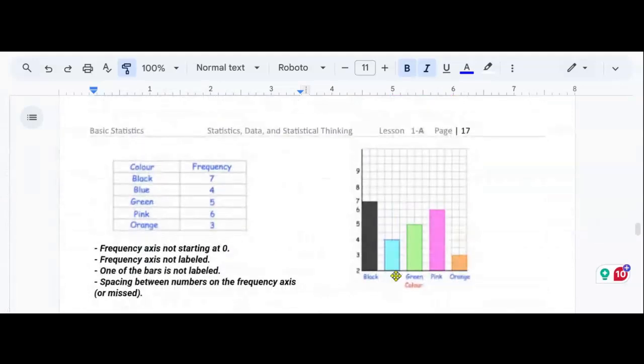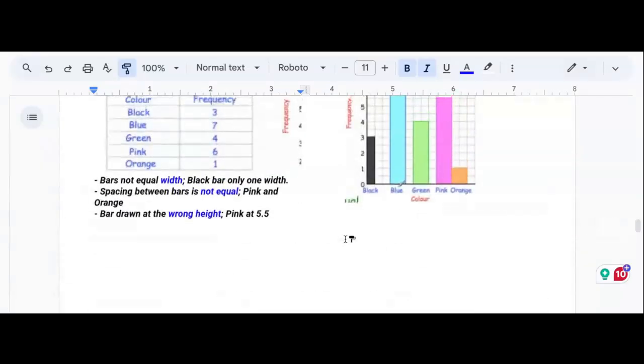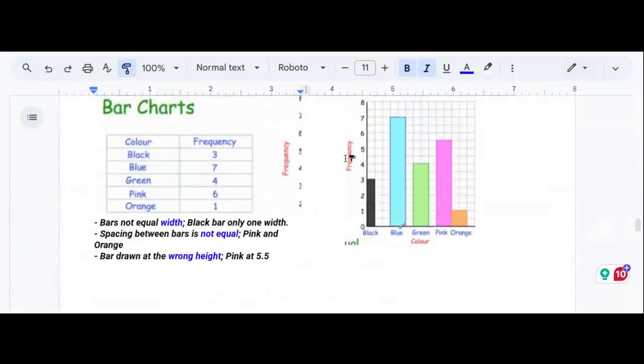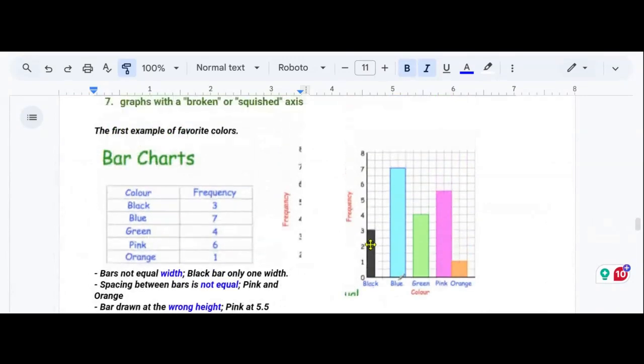Another one. Who can tell me? Same thing for the weight axis: it starts at 2, not at 0. Even that, the frequency axis is not labeled. I don't have a label here. What is this? This is color, but what is this? Nothing. You have to write labels, right? Here we have labels: color, frequency.